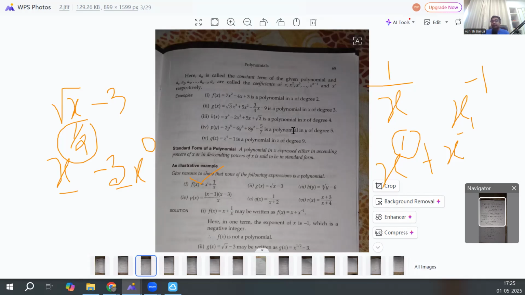Then comes the degree of the polynomial. Degree of the polynomial means the highest degree of the variable available in a polynomial is called the degree of the polynomial. Next is standard form of the polynomial, meaning a polynomial which is expressed either in ascending order or in descending order is called standard form.